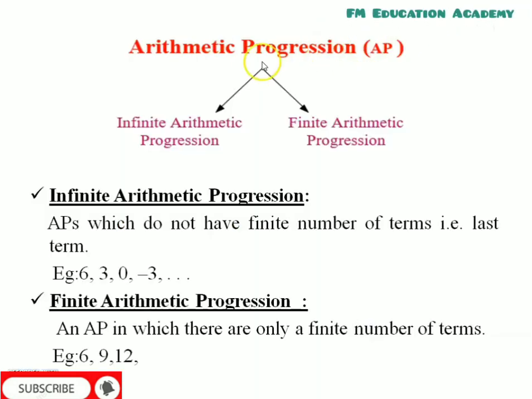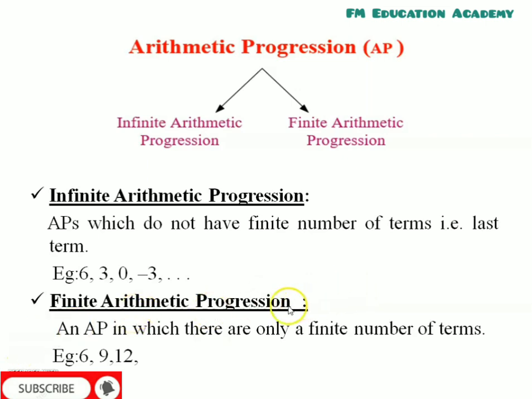Now there are two types of arithmetic progression AP. One is infinite arithmetic progression and the other is finite arithmetic progression. What is an infinite arithmetic progression? It is an arithmetic progression which does not have a fixed number of terms, that is, no last term. Observe this example: 6, 3, 0, minus 3 and so on. This series is not ending. Since it is not ending, it is an infinite series, so it is called an infinite arithmetic progression.